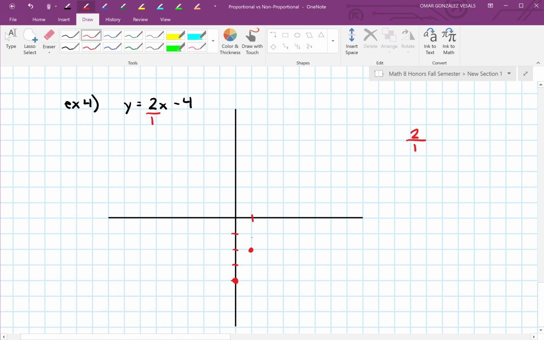I can do that again. Up 2 and to the right once. Up 2 and to the right once. It's not proportional, but this is still linear. Okay, just because it's not proportional doesn't mean it's not linear. It's still a line. Very good. Okay, is that okay, guys? Yes. All right.